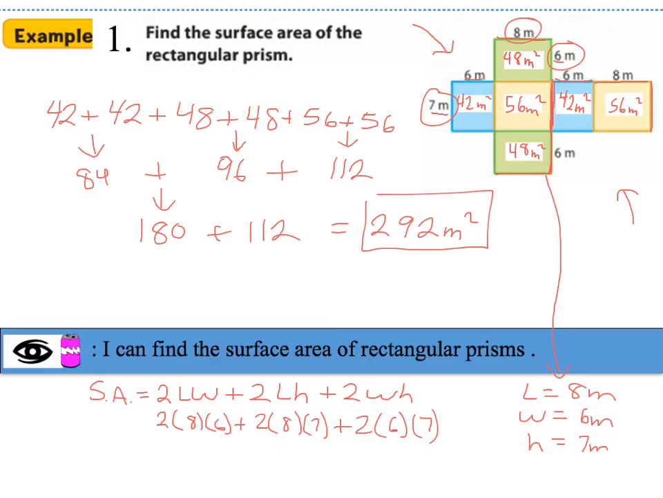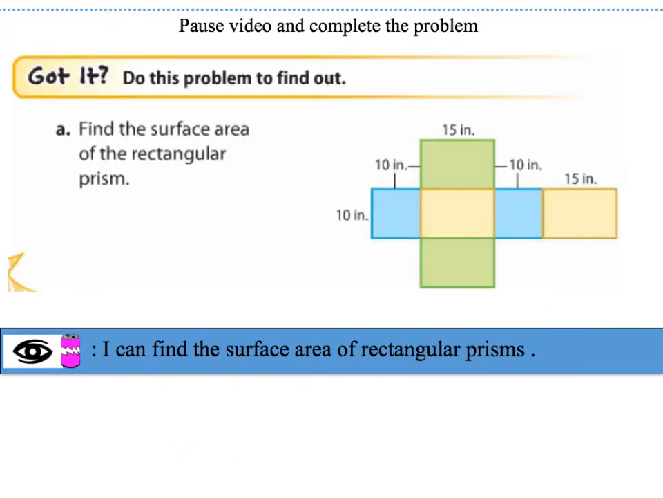2 times 8 times 6 is equal to 96, plus 2 times 8 times 7 is equal to 112, plus 2 times 6 times 7, which is equal to 84. Now if you add it all up, you would still get 292 meters to the second power. So that's just another way of solving it. So pause the video and complete this guided problem, and we'll discuss the answer in class tomorrow.